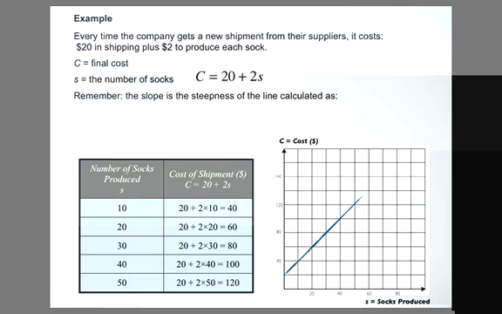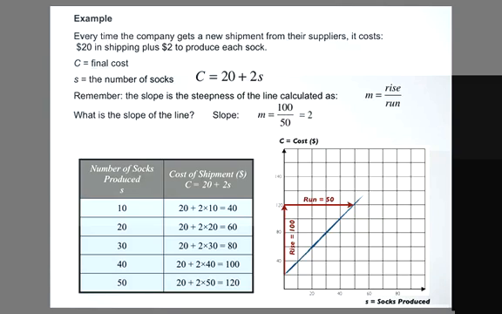Remember, the slope is the steepness of the line, as calculated by m is equal to rise over run. What is the slope of this line? Well, if we calculate the rise and the run, we'll see that we have a rise of 100 and a run of 50. Putting these into the formula, we'll find that m is equal to 100 over 50, or 2.